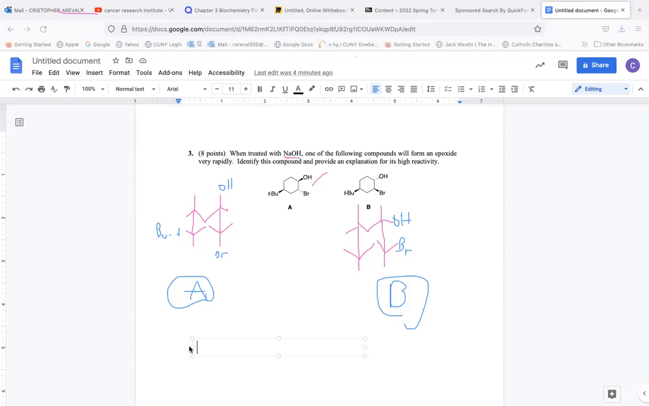It's A. It's A. Why? Because, yeah. That, and because it's easier to do the SN2 attack. Like you could attack it. You could attack it. It's easier. Here, it looks uncomfortable.